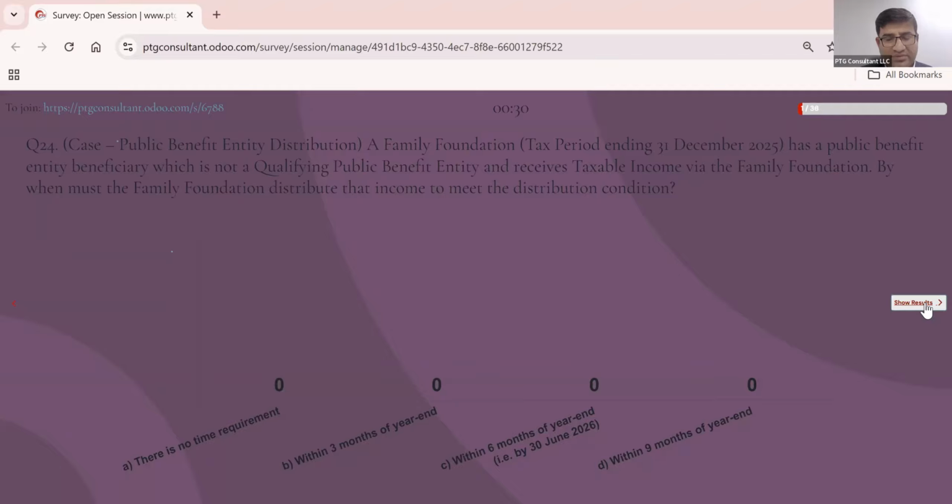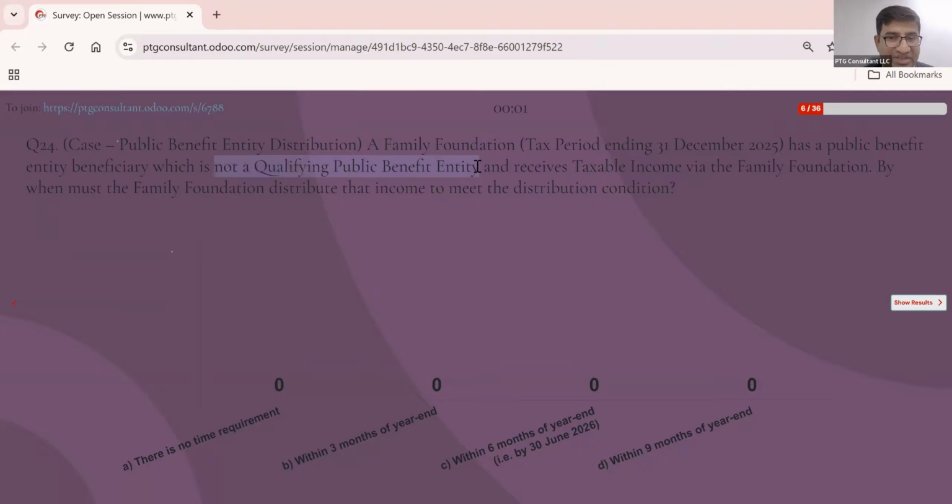This is one of the important points tested or highlighted here. Mention the tax period ending this, and second is the public benefit entity, but it's not a qualifying public benefit entity. It is very clearly mentioned here. So we just discussed this part. If this first condition is not met, it's not a qualifying public benefit entity, so it's not an exempt person.